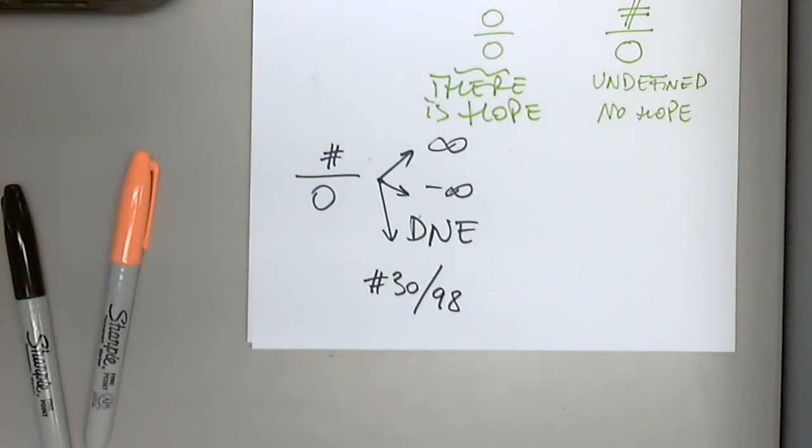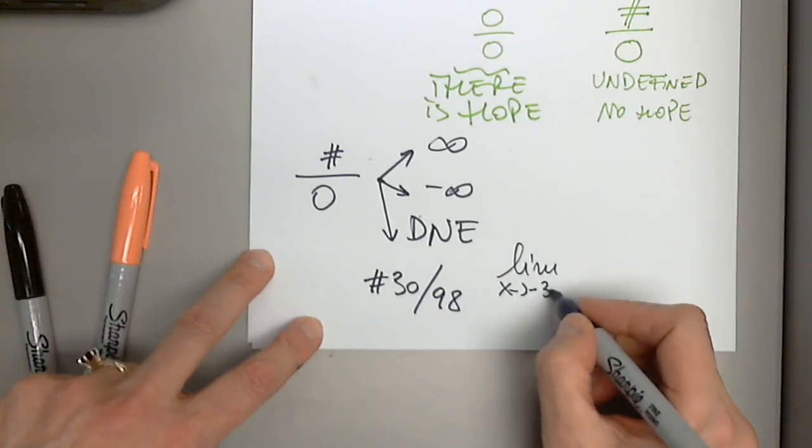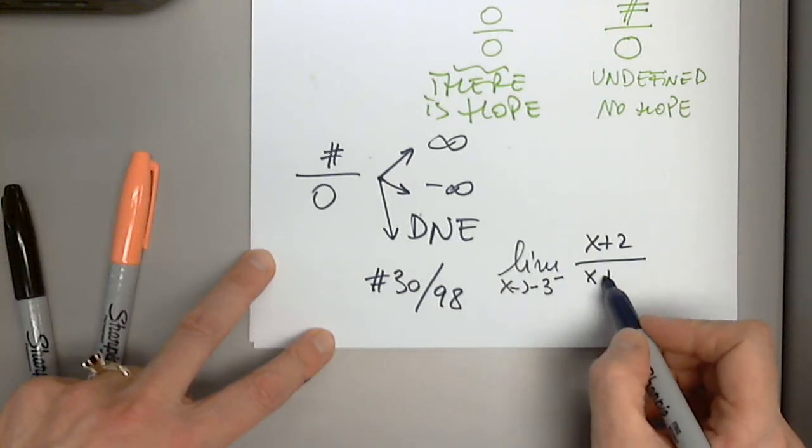Any questions so far? Okay. Problem 30 on page 98 is the limit as x approaches -3 from the left of x plus 2 divided by x plus 3.